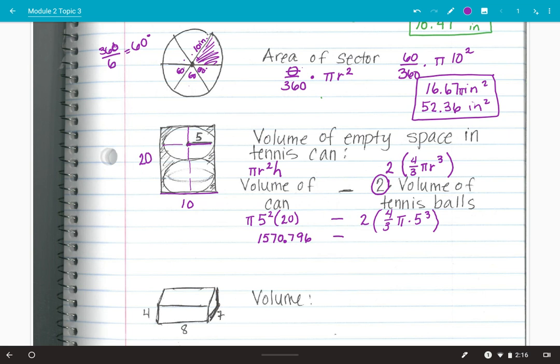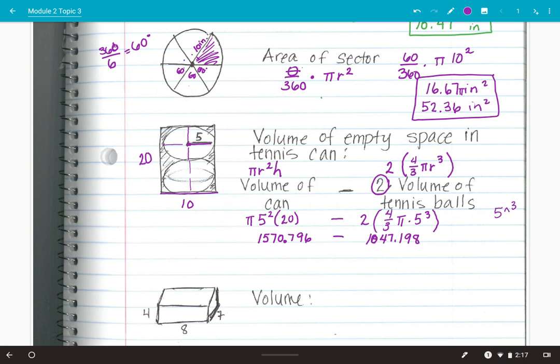So we're going to go 2 and then 2 parentheses. Let's see, just a minute. 4 divided by 3 times pi times 5 cubed. If you're doing that in the calculator, you have to use that caret button. Okay. And we're going to get 1047.198, and I'm going to round this one to 8.